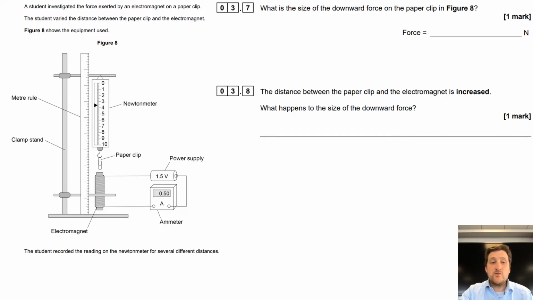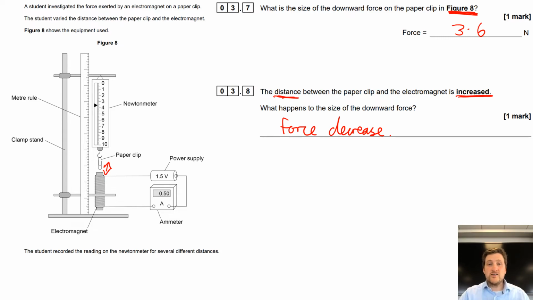Now, what is the size of the downward force? We have to look at our figure 8. Again, they're telling us to look in figure 8 because it's in bold. That, if we read it off of the diagram, is going to be 3.6 newtons. And this next question, the distance between the paperclip and the electromagnet is increased. Well, what is increased? The distance. So if we are increasing this distance, the magnetic field will be weaker as you go away from the electromagnet. Therefore, the force will decrease. That attractive force will decrease.